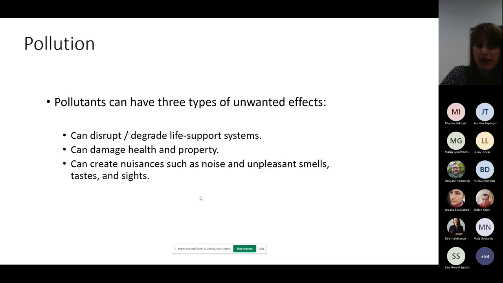So pollutants can have three types of unwanted effects. They can disrupt or degrade life support systems, damage health and property. This is very important because this is something that we recognize easily, because when we have concrete damage, which can be expressed in some amount of money, then it's easy to communicate. And they create nuisance such as noise and unpleasant smells and tastes, etc.